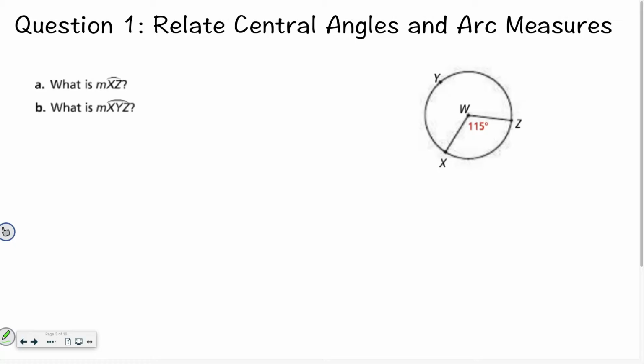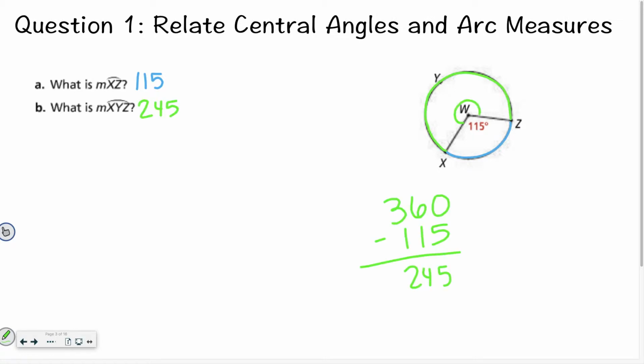Why don't you go ahead, start with letter A. What is the measure of arc XZ? Good luck. Hopefully for this problem, you said the measure of arc XZ is 115. Next, I want you to find the measure of arc XYZ. Good luck. Hopefully for the measure of arc XYZ, you ended up with 245. The way you got 245 was doing 360 degrees in the circle minus the 115 to be left with 245 degrees.